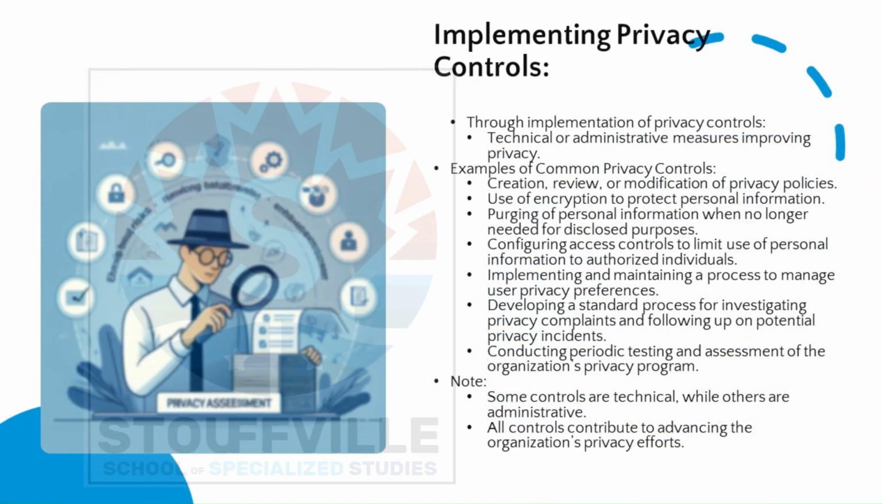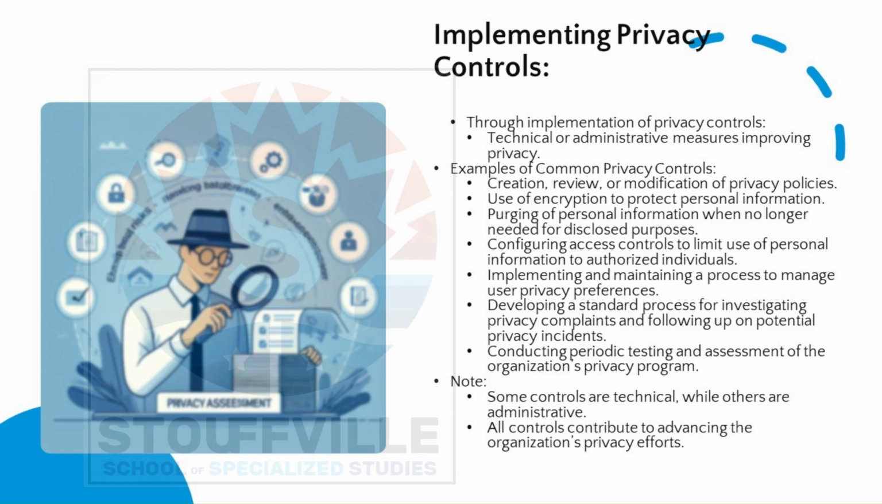Implementing privacy controls. As we strive to uphold the highest standards of privacy management, implementing effective controls is essential to remediate deficiencies and protect the personal information entrusted to us. Privacy controls are technical or administrative measures that improve privacy within our organization. These controls serve as the primary means to address privacy deficiencies and ensure compliance with industry standards and regulations.